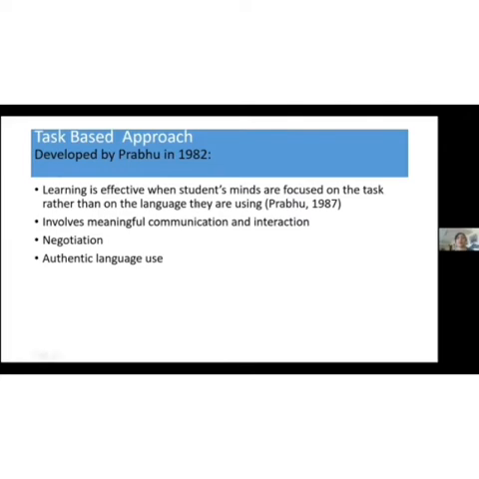So in this task of building a tower, children were very excited seeing the object, and they were going to build something rather than to learn the language. But the teacher's role here is to motivate learners to use the language in the process of building the tower, and by scaffolding some language instruction and language functions. So a task-based approach involves meaningful communication and interaction. So here a negotiation happens, and authentic language is used.